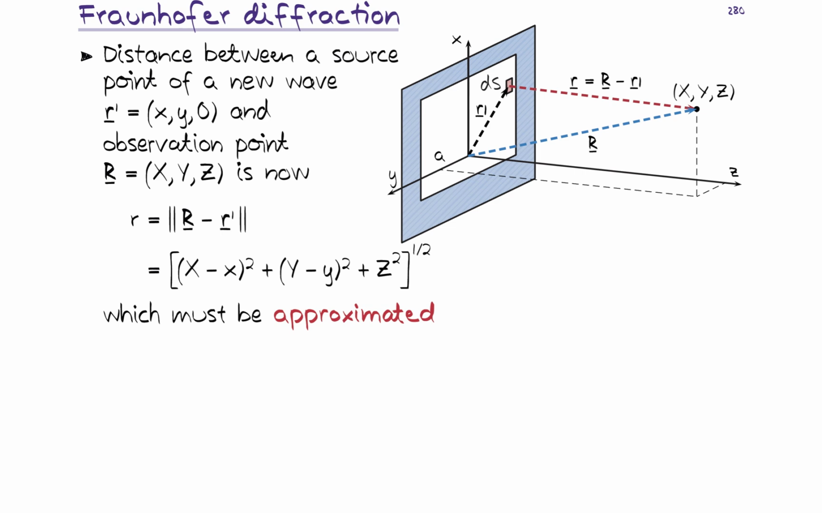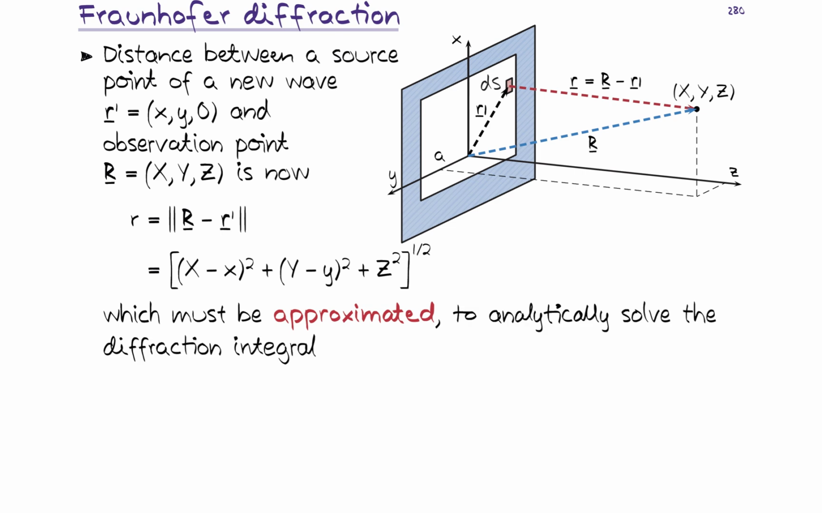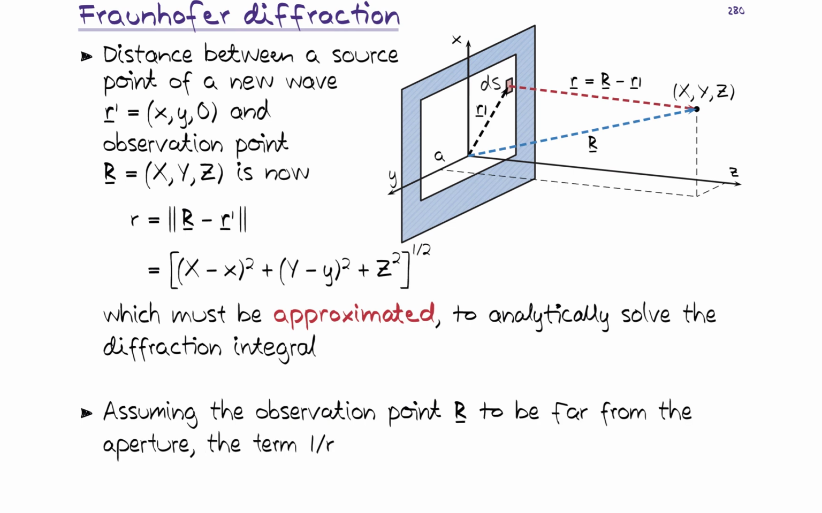And this we must approximate, because we cannot otherwise analytically solve the diffraction integral. Of course, numerically we would be able to do that, but we do not want to do that. Instead, we want to do analytical calculations here, because that then provides us a better physical interpretation and understanding of the situation, and not just doing numerics. So we assume that the observation point capital R is far away from the aperture, like I've said. So essentially this term 1 over R is almost a constant, and it's almost 1 over R. So that helps us in simplifying the diffraction integral. More on this later when we're actually having time to look into that again.